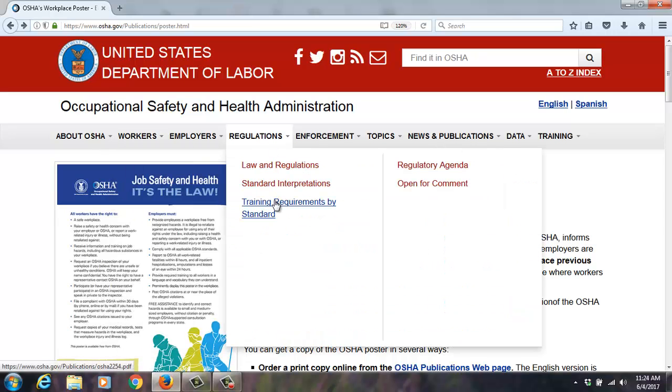Training requirements by standard. There's a big document that you can get. I think it's over 200 pages or something. Regulatory agenda, and then open for comment. Under the current administration, what we've heard, we don't know for sure, is that there may be some repealing of some standards, and there will likely be very minimal regulatory development. That's just what we've heard so far, but we don't know for sure. We don't even have an Assistant Secretary of OSHA.